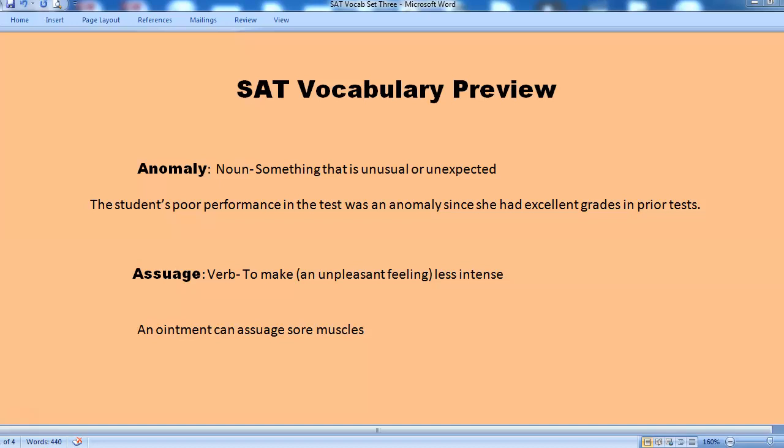Second word we are looking at is assuage. Assuage is a verb and it means to make an unpleasant feeling less intense. An ointment can assuage sore muscles. Something like you see a soccer match and the player falls down. What do we do? We put ointment and it can assuage sore muscles.